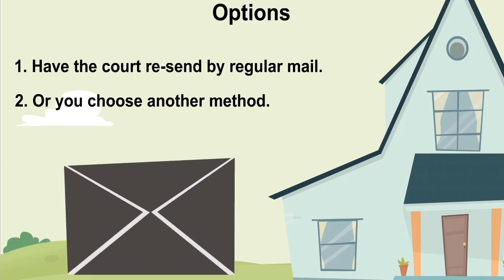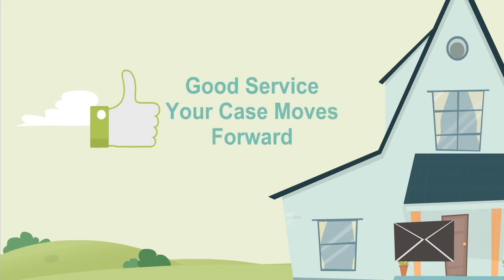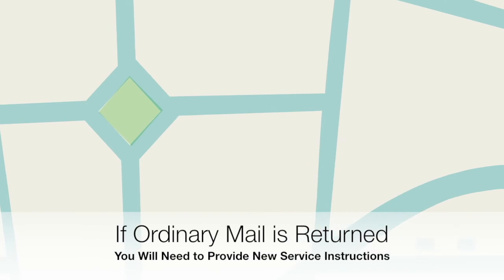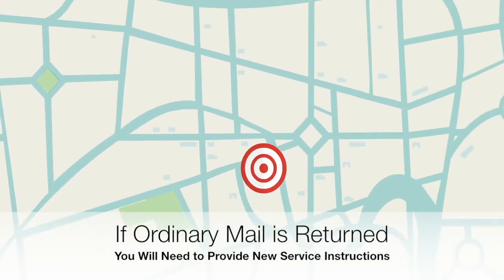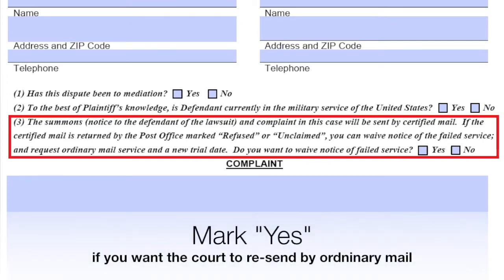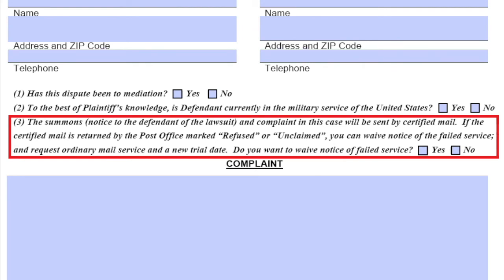If you want the court to automatically resend notice by mail, mark yes for question 3. If the mail isn't returned to the court, you have good service and your case will move forward. If your mail is returned to the court, you will need to either provide a new address for the defendant or choose a different service method. Mark yes on the third question if you want the court to send notice by certified mail, and then regular mail if the certified mail is returned to the court.